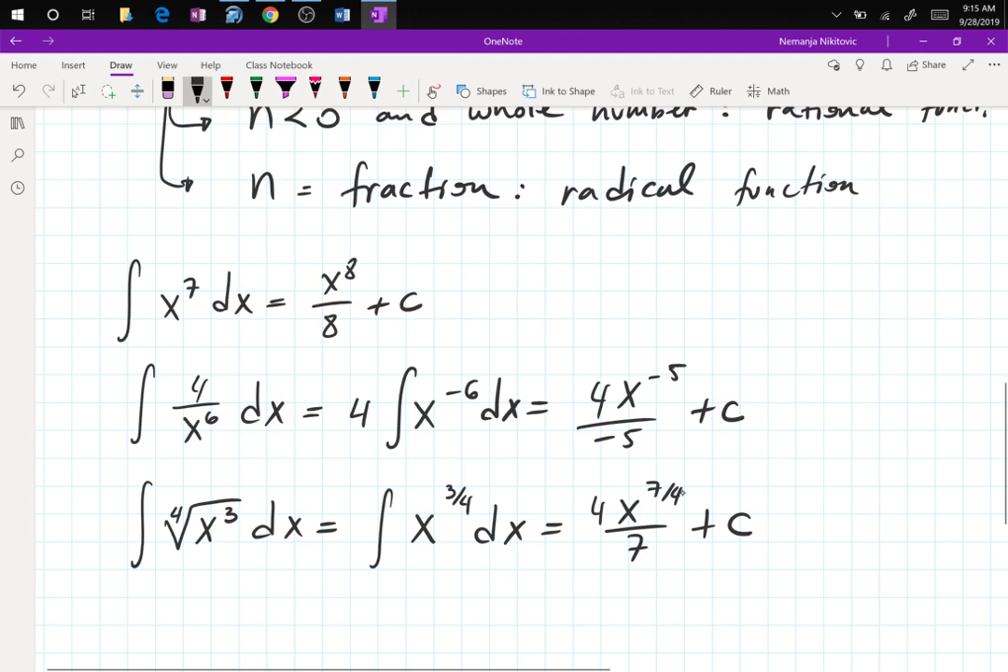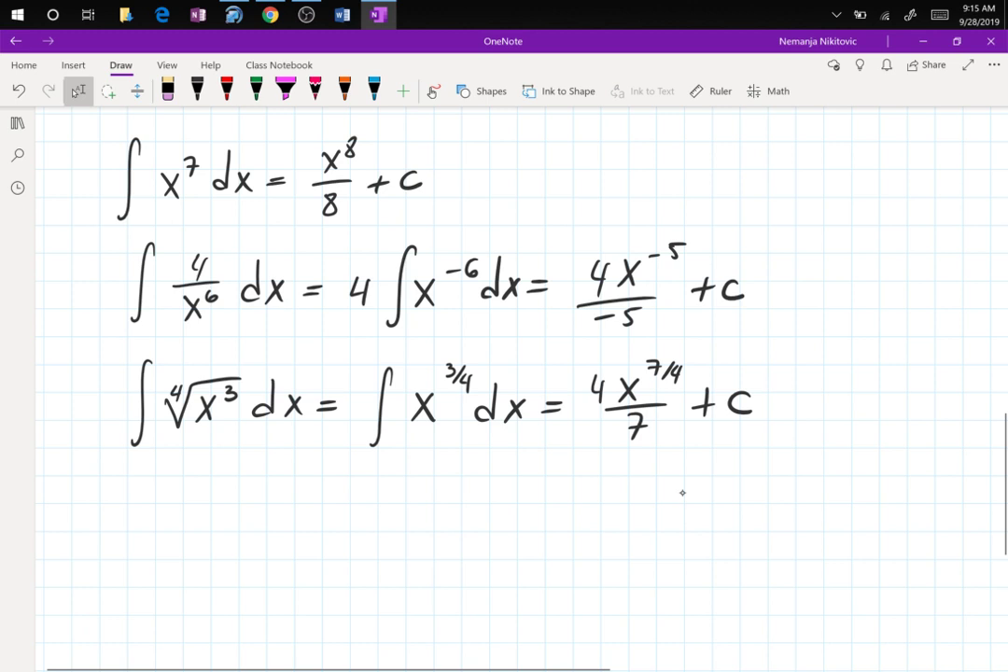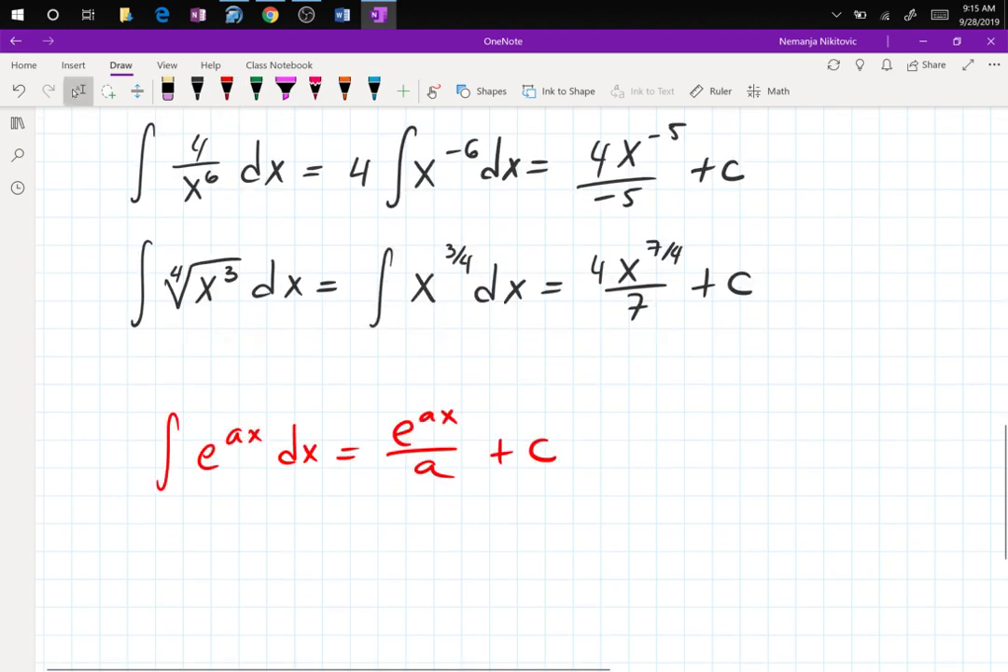The rest is e for e, and 1 over x gives us ln. So other formulas are, here, let's go with red. The integral of e to the ax dx is e to the ax over a plus c. The integral of 1 over x dx is equal to ln of absolute value of x plus c.